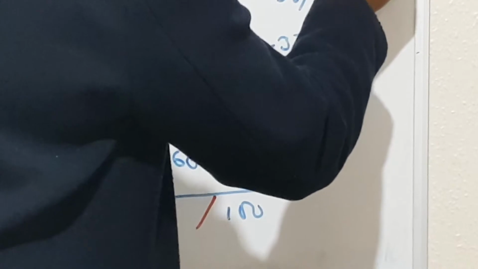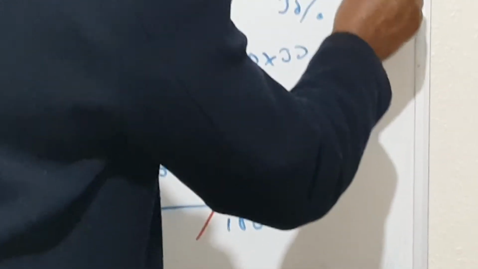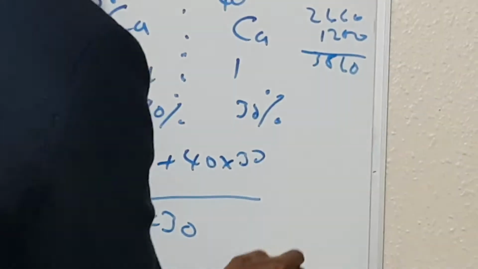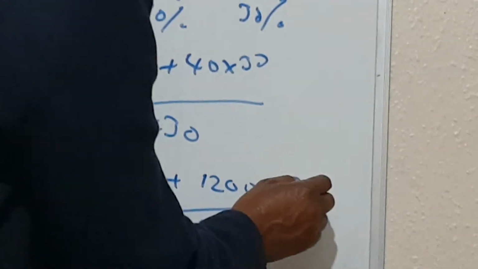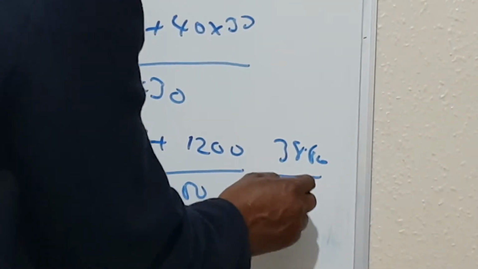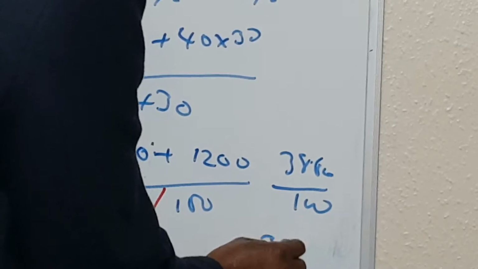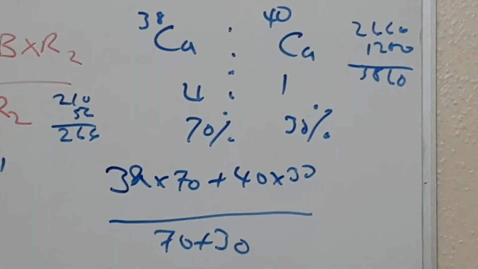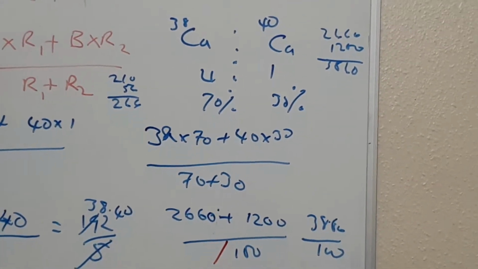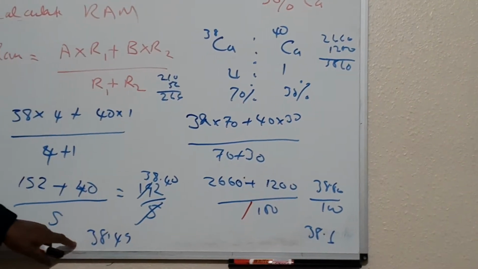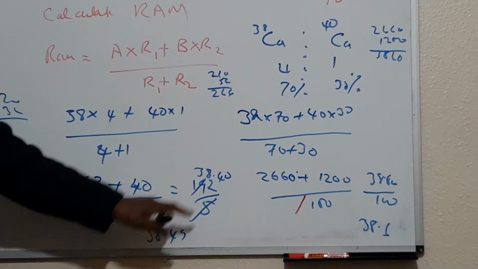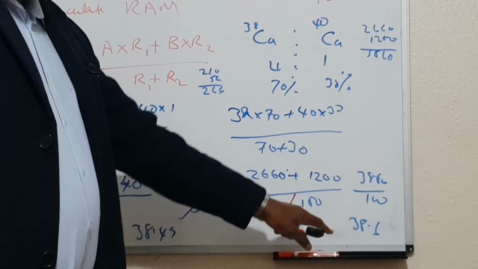2660 plus 1200, that will be 3860. So that will be 3860 divided by 100, which is 38.6. So in this solution, if it's that way, in that ratio, it will be 38.494. If it is in that ratio, it will be 38.6.